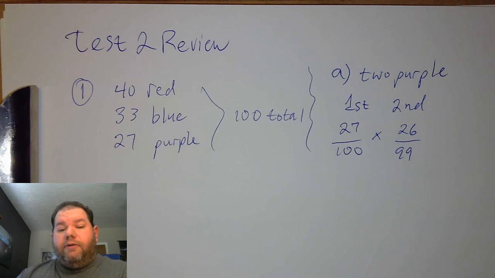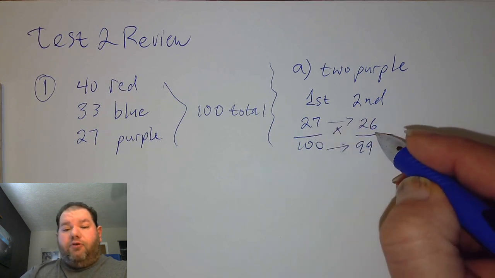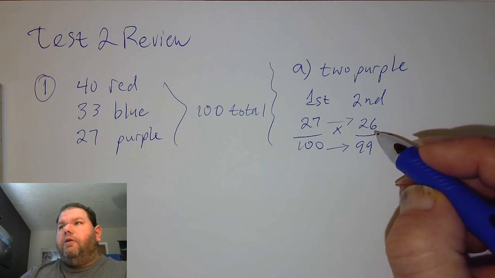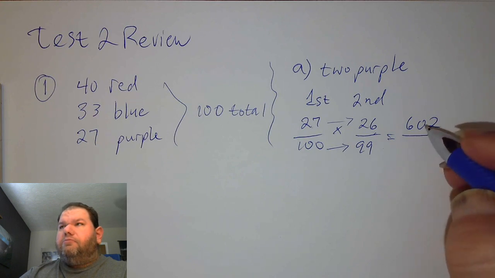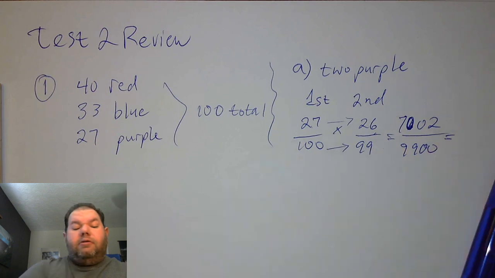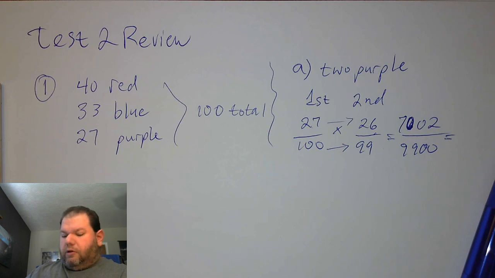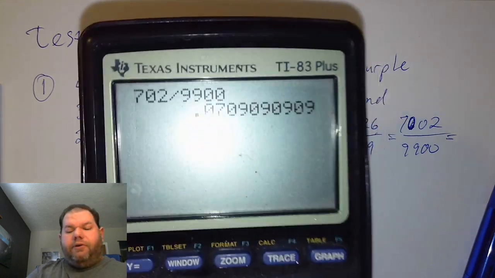And so from here, we just multiply those together. Now, when we multiply fractions, we're going to multiply across the top and across the bottom. So 27 times 26 on top. Actually, no, sorry, that would be 702, not 602. My bad. And 100 times 99 on the bottom is 9900. So we'll take 702 and then divide by 9900, and we get 0.071 if we round to 3 decimal places.